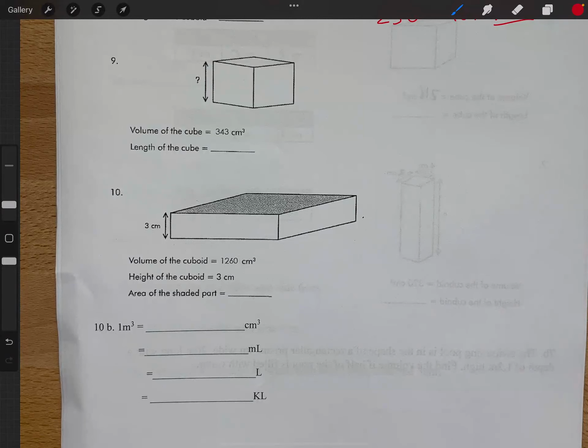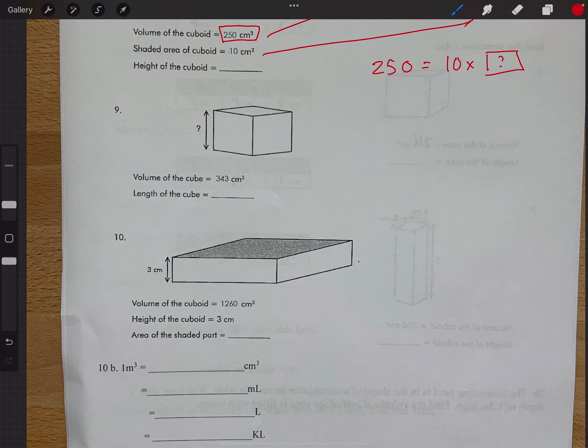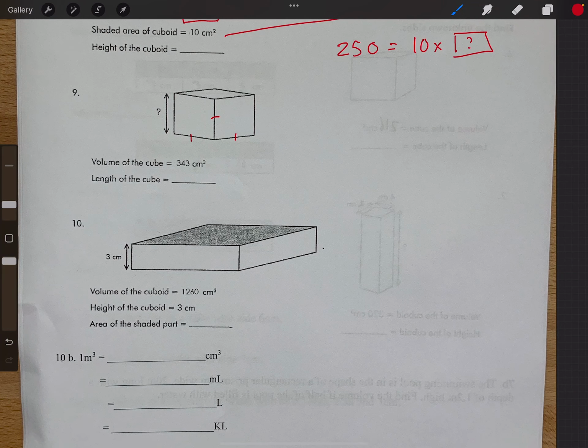Question 9. It says the volume of the cube is this much. Find the length of the cube. Okay, so this is a cube. We know that all the sides are the same. So what 3 numbers multiply to give me 343? Just try a few numbers. We know that 5 times 5 times 5 is equal to 125. 6 times 6 times 6 is equal to 216.